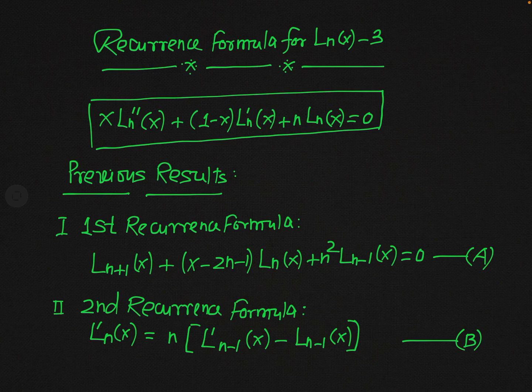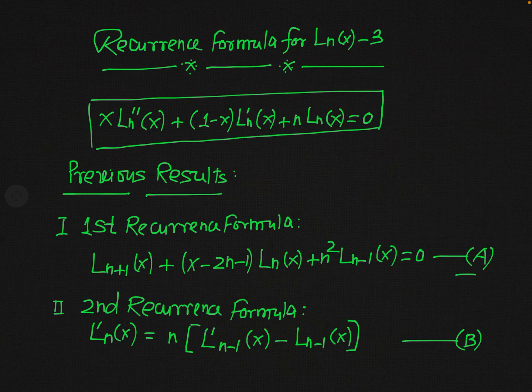In fact, you will see that this third recurrence formula can be proved by using the first and second recurrence formulas. So there is no need to start with the generating function expression or any independent proof. You should start with the first and second recurrence formulas, and then after some mathematical operations you will get this third recurrence formula. So for this we must remember these two recurrence formulas which we have already studied. Let us start with the first recurrence formula, which I have mentioned in equation A.